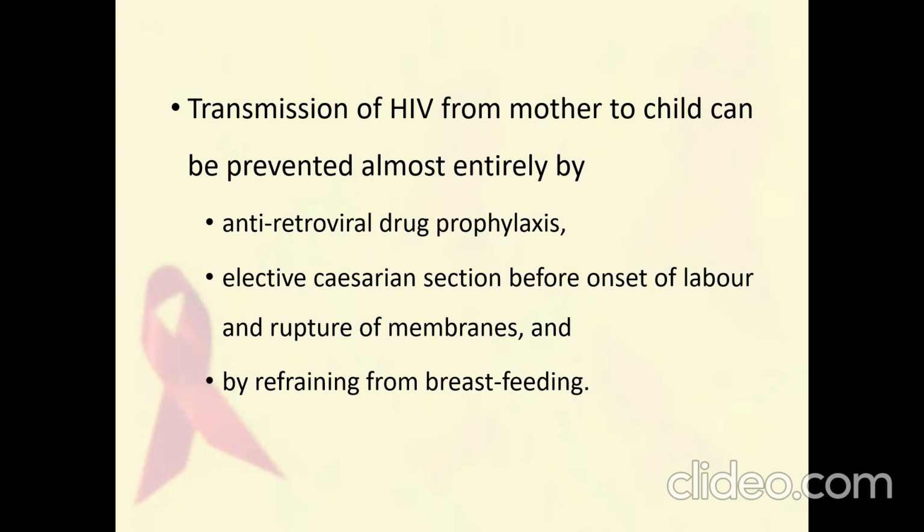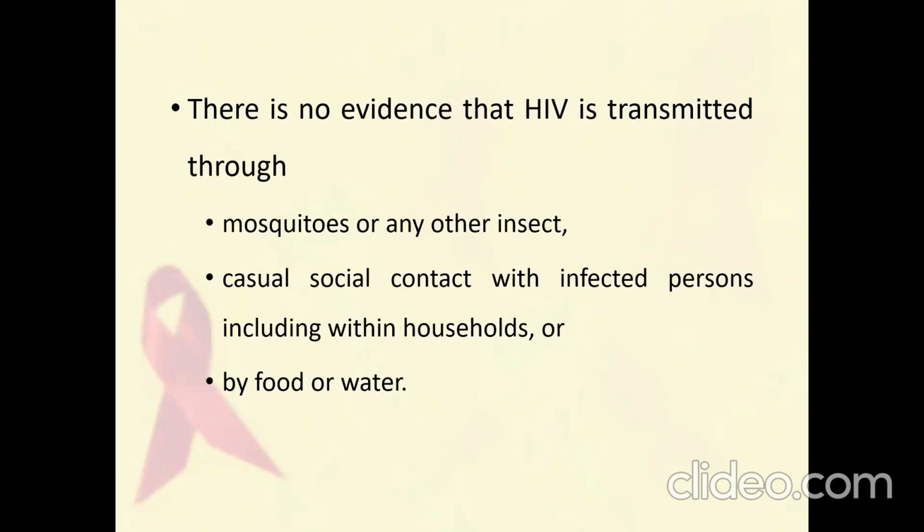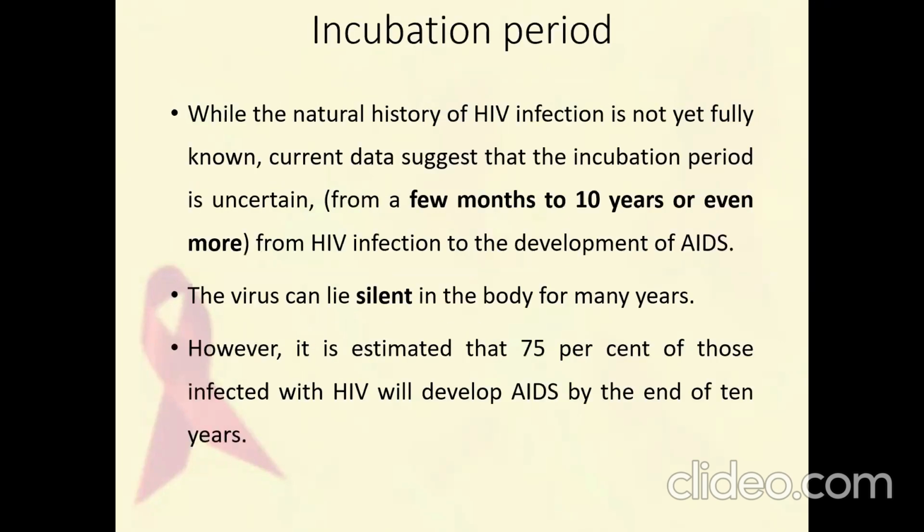Transmission of HIV from mother to child can be prevented almost entirely by antiretroviral drug prophylaxis, that is ART, elective cesarean section before the onset of labor and rupture of membrane, and by refraining from breastfeeding. There is no evidence that HIV is transmitted through mosquitoes or any other insects, or by casual social contact with an infected person, including within the household or by food or water.